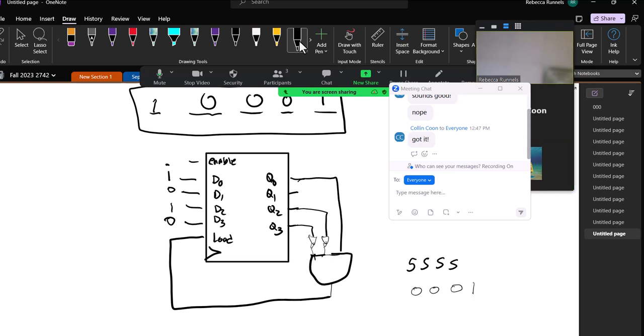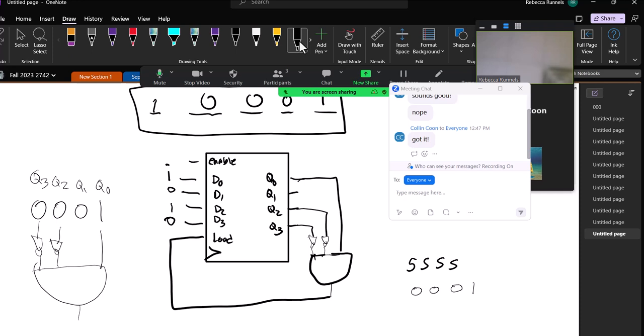Okay, so I want to detect the number 1 right here. This is Q3, Q2, Q1, and Q0. When I get to the number 1, that means Q0 is 1, and Q3 and Q2 are both 0, so their nots are both 1. So all of these are 1, and I want the AND of those.